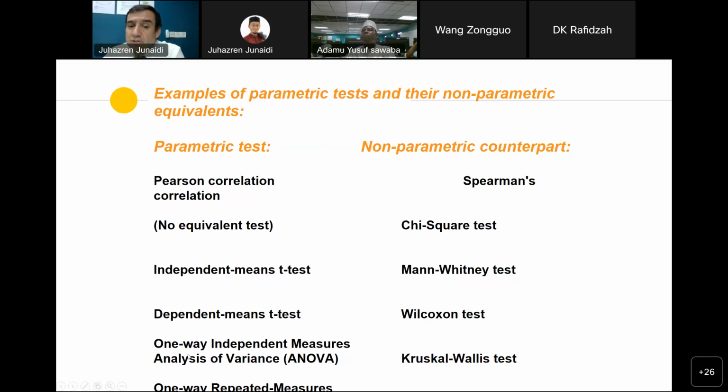One-way independent measures analysis of variance if you have more than 2 groups. If you are looking at 3 variables, motivation, achievement, and self-regulation, you have 3 variables, and then you want to make some mean comparisons, then you use ANOVA, and the counterpart is the Kruskal-Wallis test.